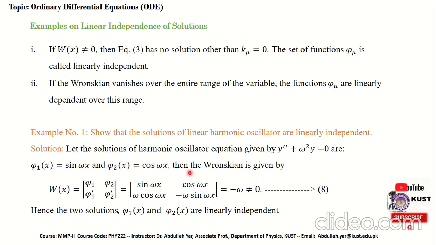Now, the Wronskian of these functions is given by W of x equal to the determinant of phi 1, phi 2, phi 1 prime, phi 2 prime. In this determinant, if we substitute the values of phi 1 and phi 2 from these equations and evaluate their corresponding first order derivatives, then we will obtain this expression for the Wronskian of the harmonic oscillator. Now, this determinant can be evaluated giving minus omega, which is not equal to 0, which shows that the functions phi 1 and phi 2 are linearly independent.